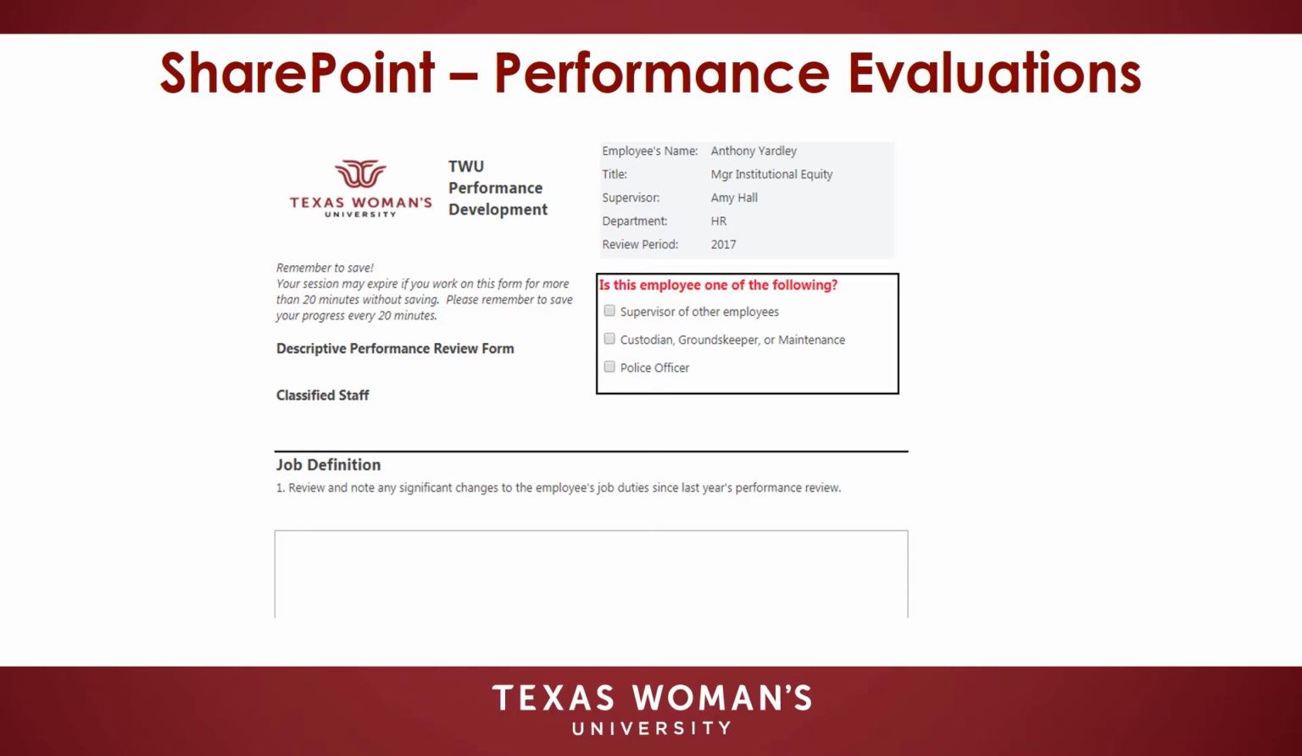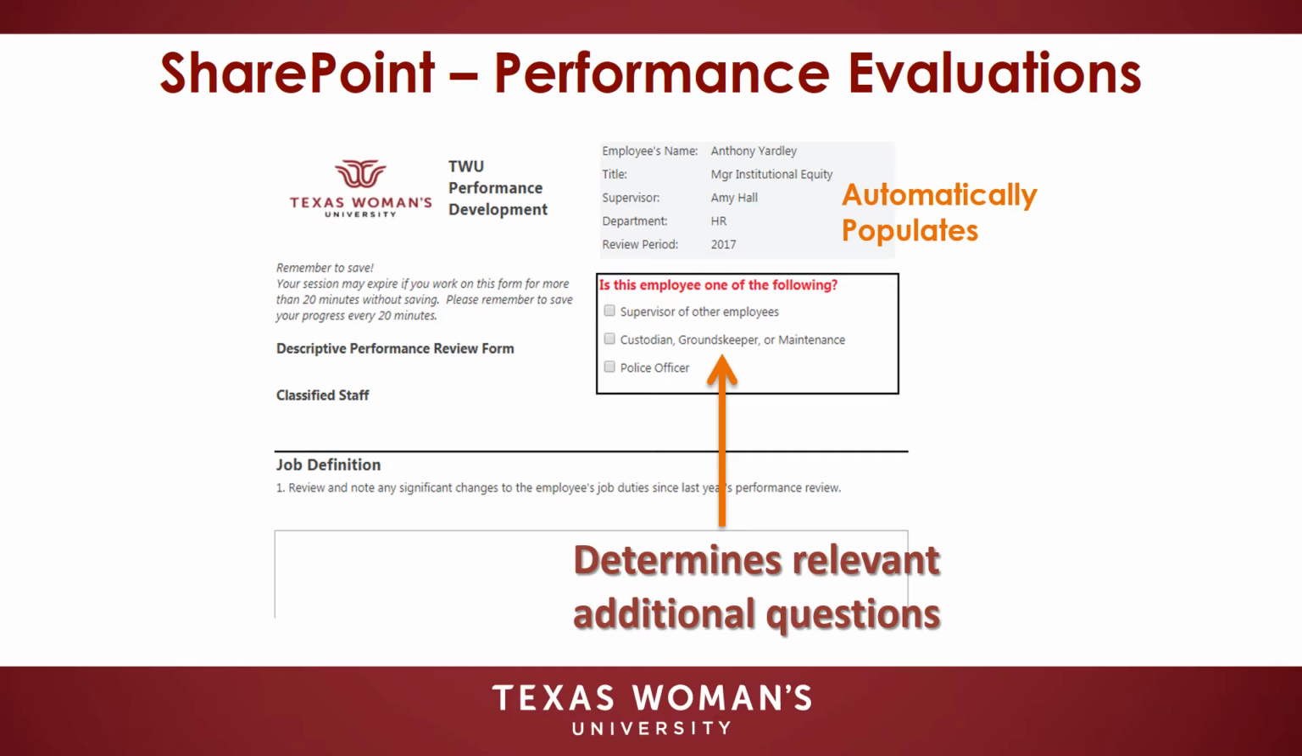This is a view of the top portion of the performance evaluation. The box in the upper right-hand corner includes employee information that automatically populates. If you are a supervisor, custodian, groundskeeper, maintenance worker, or police officer, your supervisor will check the relevant box so that additional performance competency questions will automatically populate to the performance evaluation.